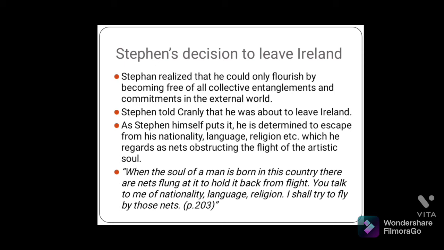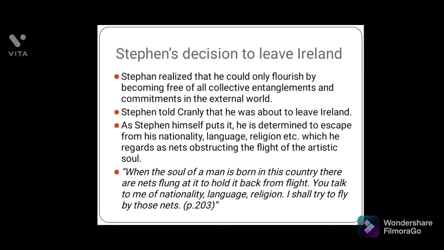Stephen told Cranley that he was about to leave Ireland. As Stephen himself puts it, he is determined to escape from his nationality, language, religion, etc., which he regards as nets obstructing the flight of the artistic soul. "When the soul of a man is born in this country, there are nets flung at it to hold it back from flight. You talk to me of nationality, language, religion. I shall try to fly by those nets."